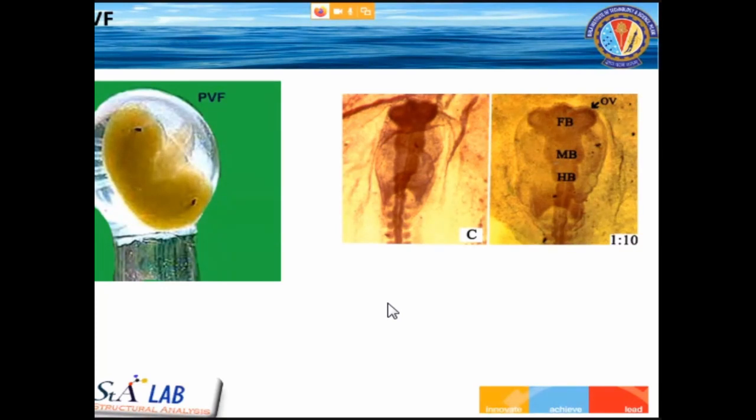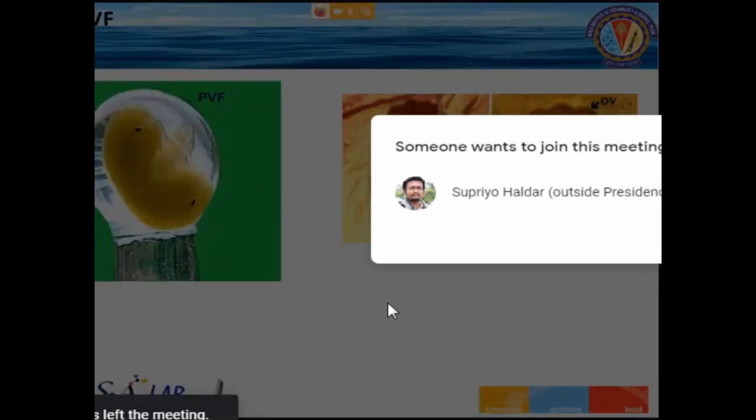So what we have found out is that the PVF, or the perivitelline fluid, which surrounds the embryo in the horseshoe crab egg, is instrumental in doing a lot of things. Today I will be giving you just a few brief experiments. I think I'm running out of time.